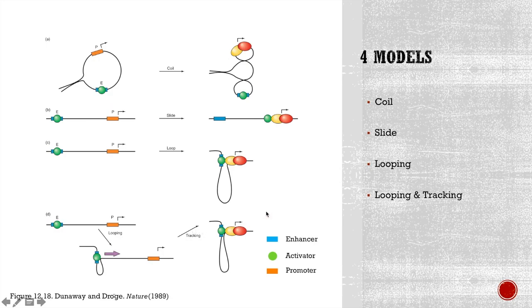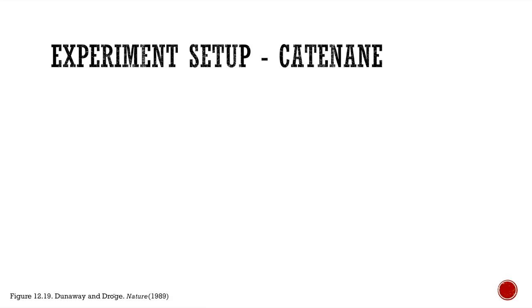So, how do we know which one is the actual mechanism happening in eukaryotes? Dunaway and Droge performed an experiment in 1989 and confirmed that the third model is the right one. What did they do? How did they conduct the experiment and come to this conclusion? Let's take a look at their experiment setup.